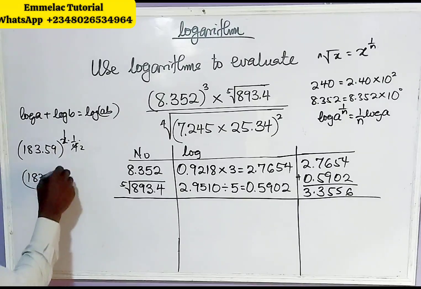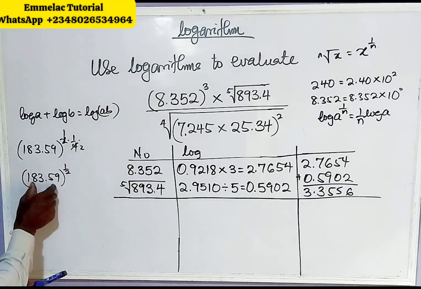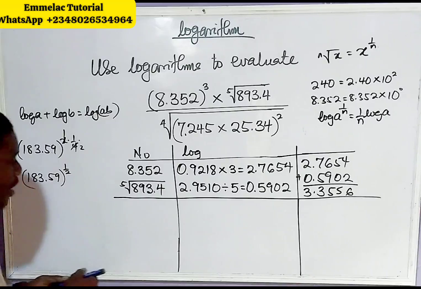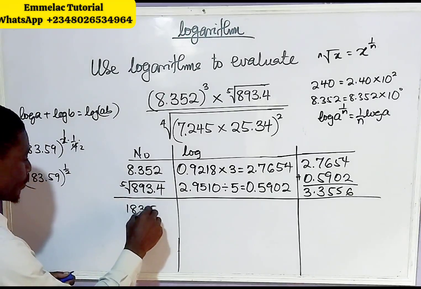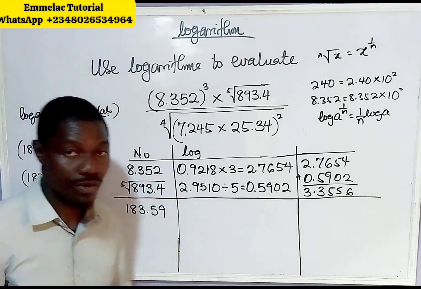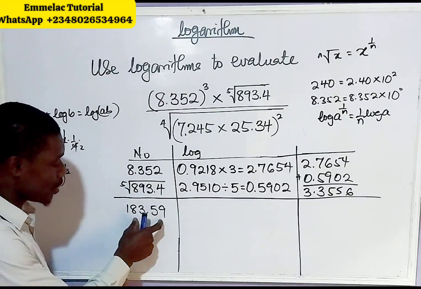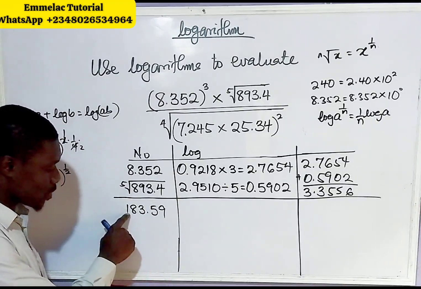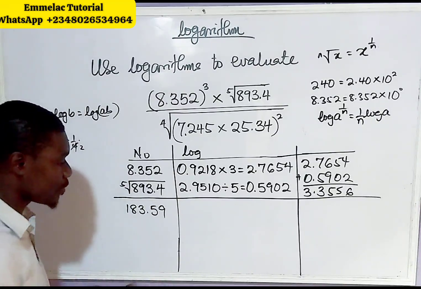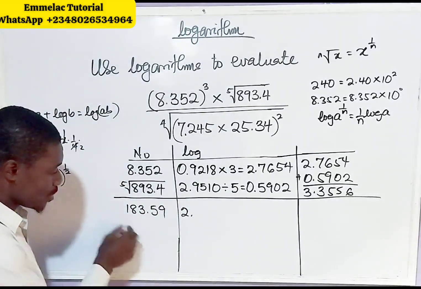So at the end of the day, you have 183.59 all raised to the power of 1 over 2. Okay, so this expression here, let's have it here now, 183.59. Alright, so the next thing, let us find the logarithm of this. Take note that our characteristic here, this 1, 2, 3 minus 1, will give us 2.